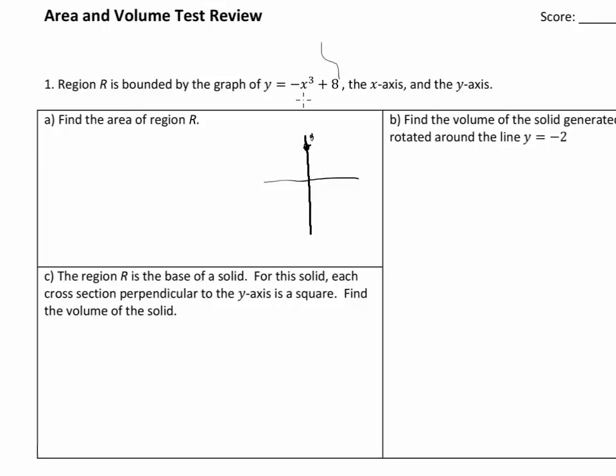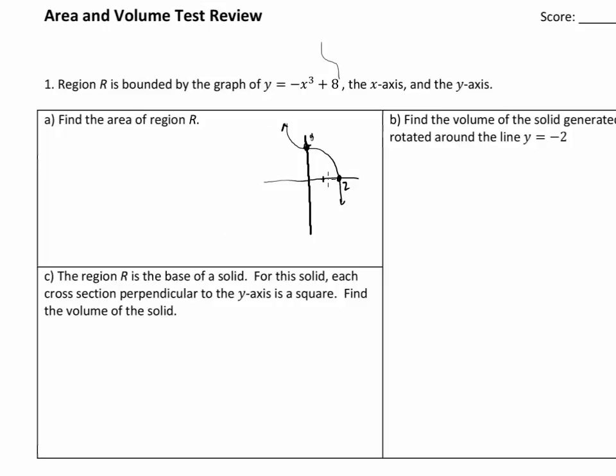If I plug in 2, because 2 cubed is 8, I'll get negative 8 plus 8 is 0. So it looks like it's going to cross down here at 2. This is kind of skewed, but that's okay. So 8 up here, 2 over here, the x-axis and the y-axis. So we're looking at this region right here. We want to find the area of that region.